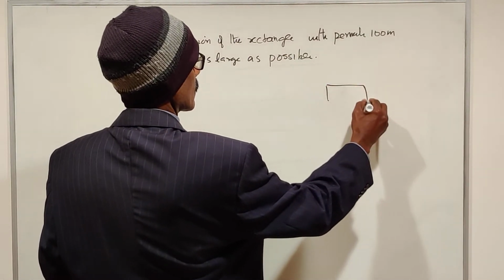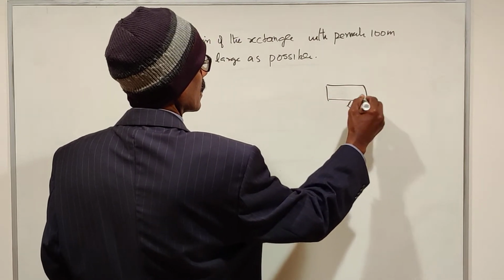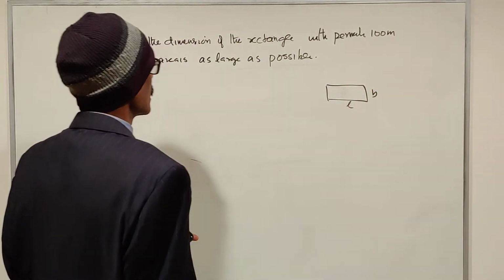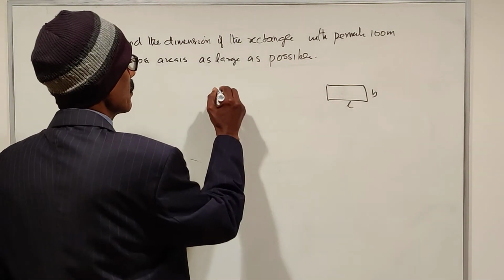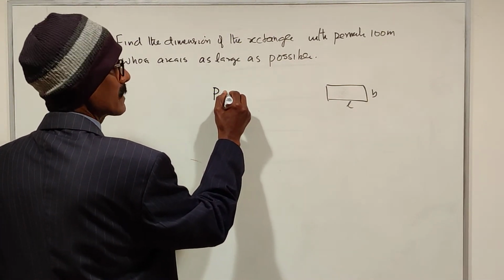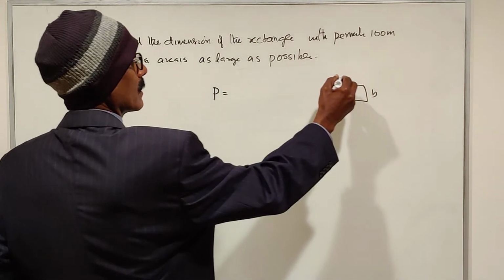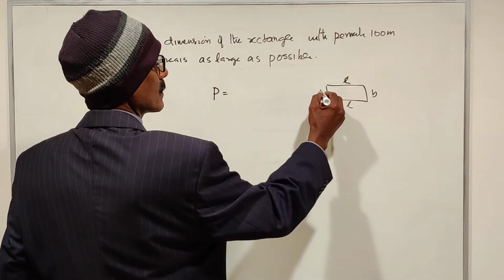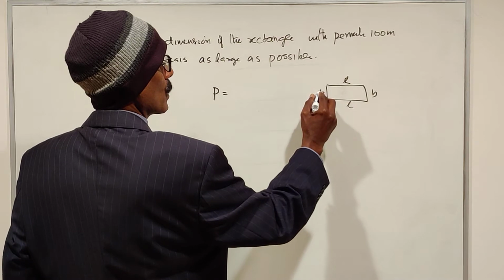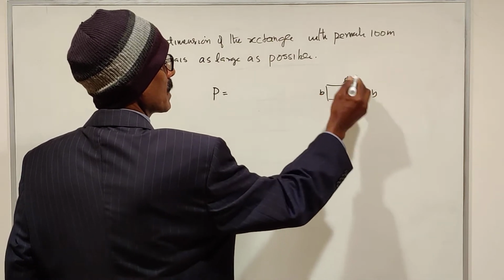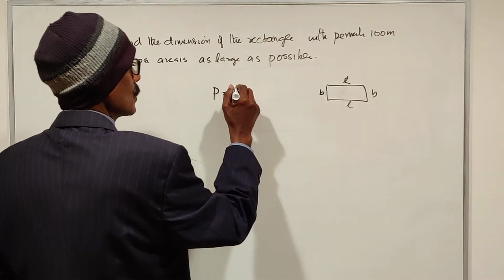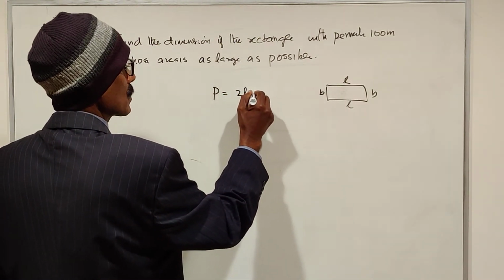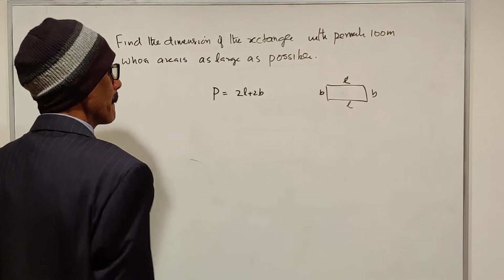This is the rectangle. Length, this one is breadth. Okay, find the dimension of the rectangle with perimeter. What is the perimeter of a rectangle? This is also L, this is also B, right? So B plus L plus B plus L, that is the perimeter. B plus B, 2B. L plus L, 2L. So 2L plus 2B, that is the perimeter.